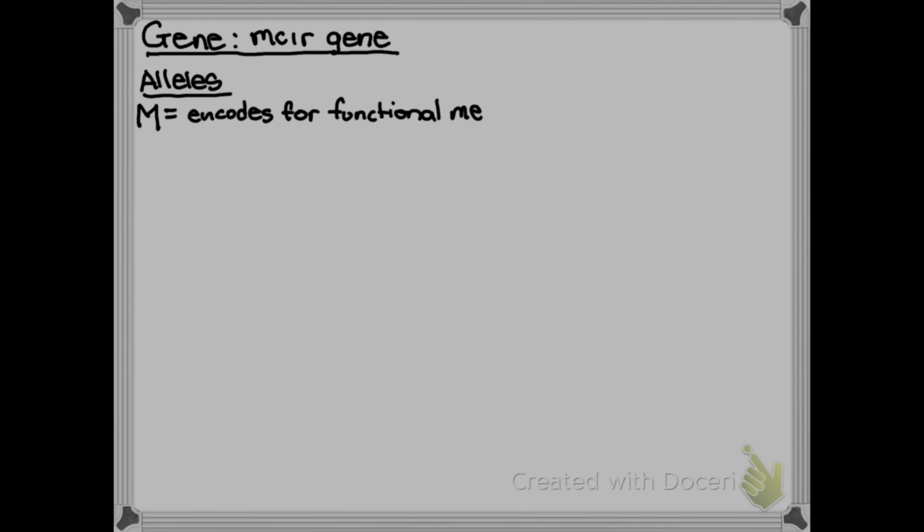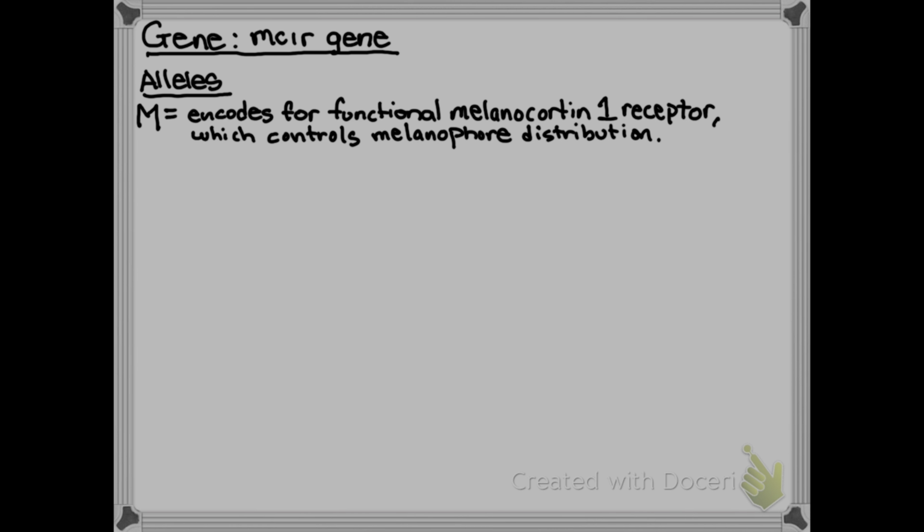Now let's look at the MC1R gene, and that is the gene responsible for the clown phenotype. And again, we're going to consider two alleles. We are going to use a capital M to represent the wild type or dominant allele. And that one encodes for a functional melanocortin 1 receptor, or MC1R, which controls melanophore distribution throughout the ball python's body. And remember, that is the dominant allele.